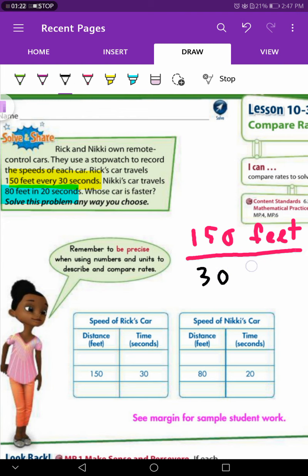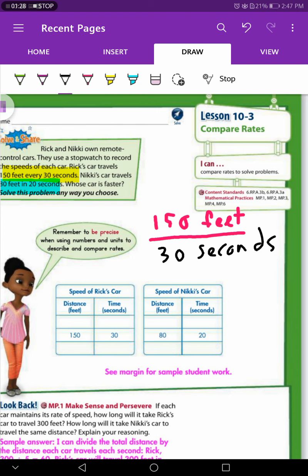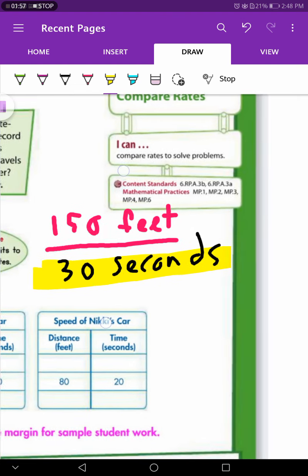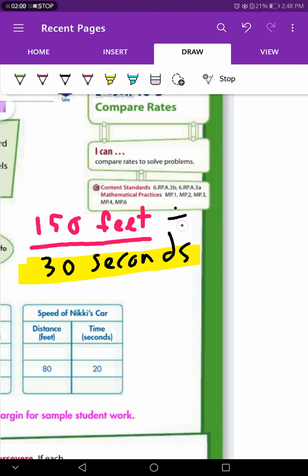Okay, boys, what does unit rate mean? The unit rate means you have to make the time 1. Where is the time, up or down? It is 30 seconds. How do I make the time 1? By dividing by itself. So 30 divided by 30 equals 1. Because I divide down by 30, I have to divide up by 30. What I do up, I do down. What I do down, I do up. So I will divide both by 30.